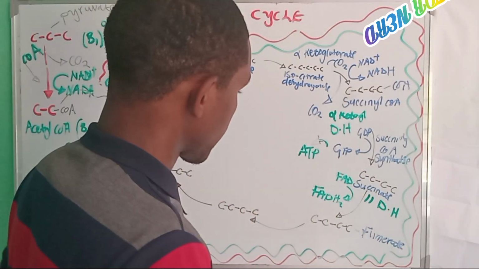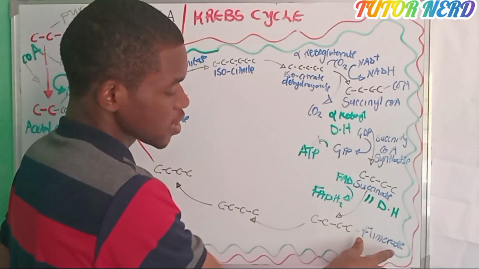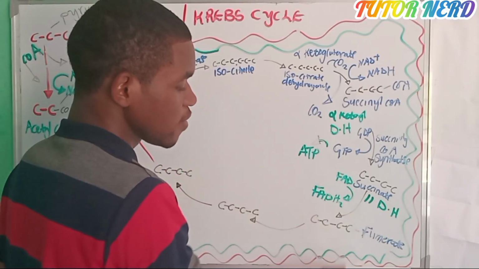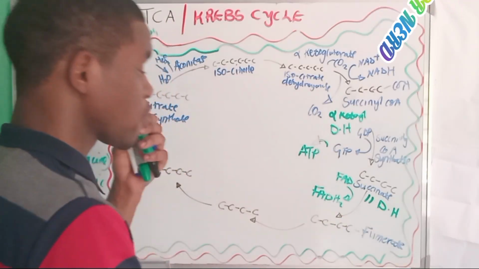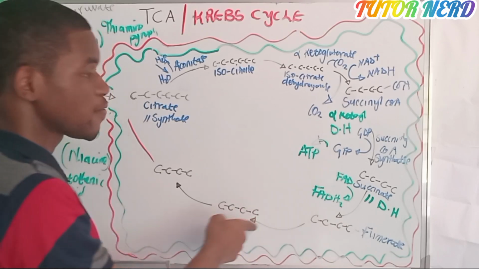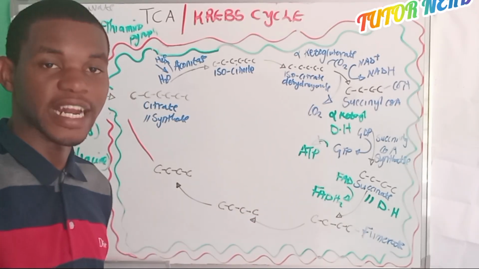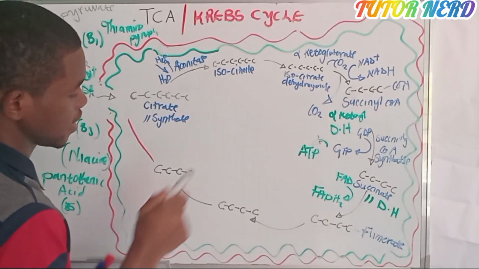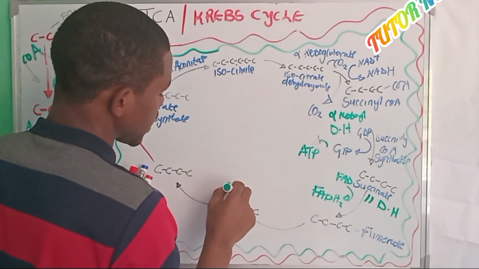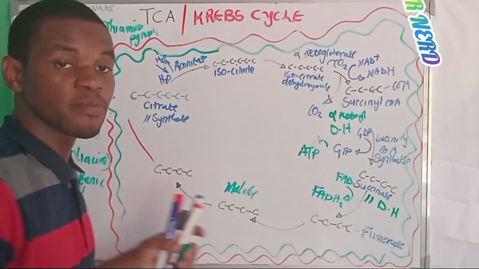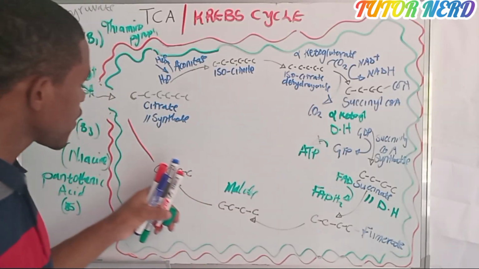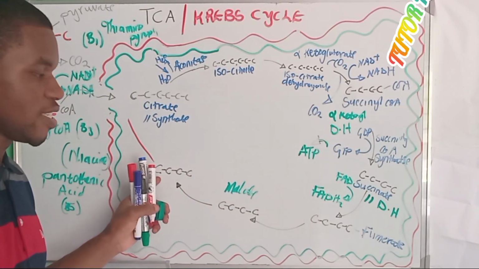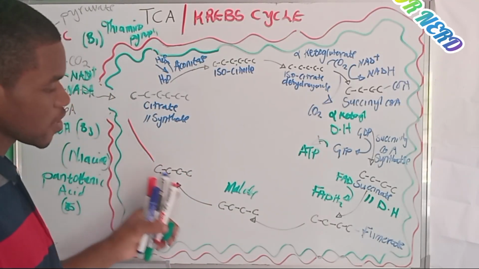Now here again, since we have produced the fumarate from succinate, fumarate will undergo further processes to produce a different intermediate here, which is malate. So fumarate will produce malate here. This is what we call malate. Now this malate will also undergo further processes to produce this intermediate. But before we talk about this intermediate, let's first talk about what?